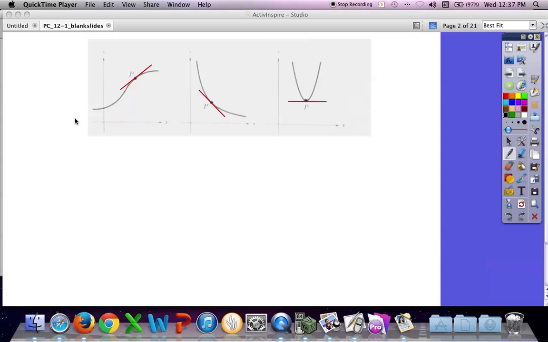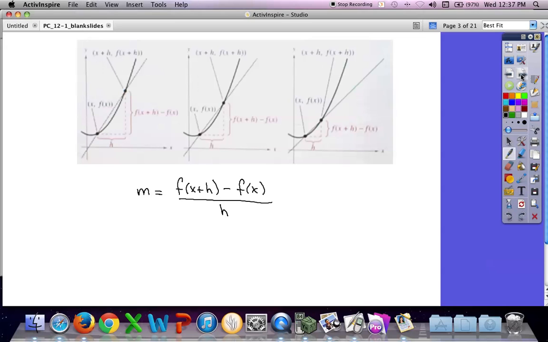This would be a positive slope, negative slope, zero slope. Again, if I wanted to know the slope of any of those tangent lines, what do I need? 2 points, right? 2 points. Well, let's say that I wanted to find the slope of this graph at this point.